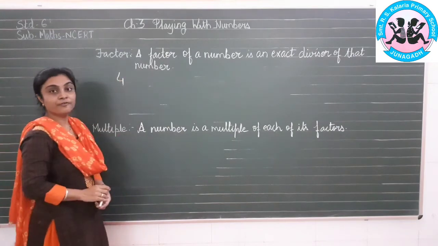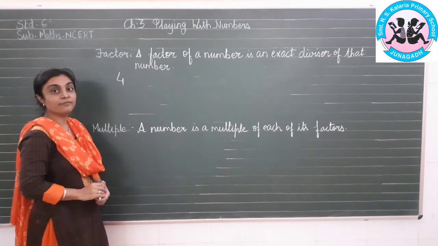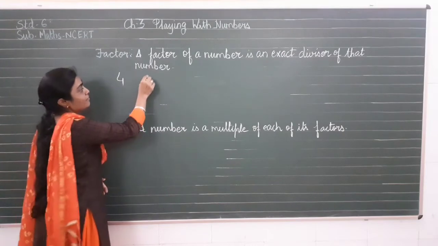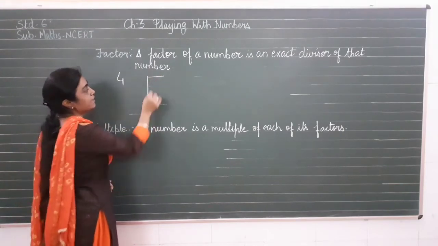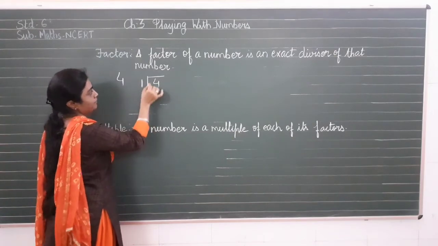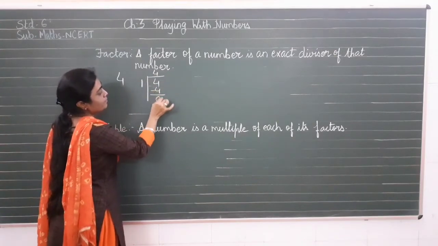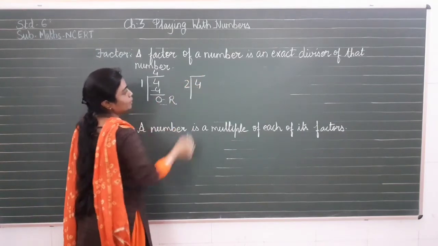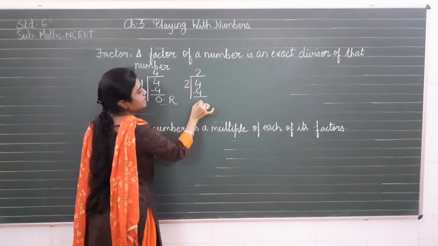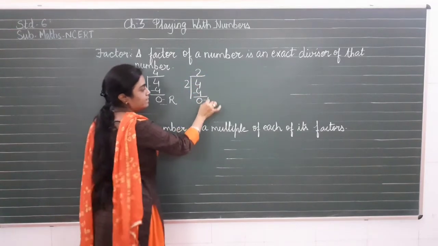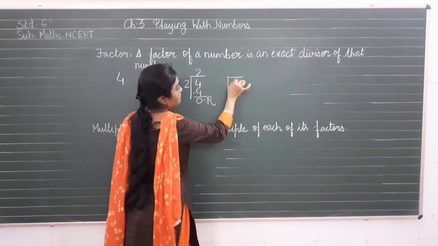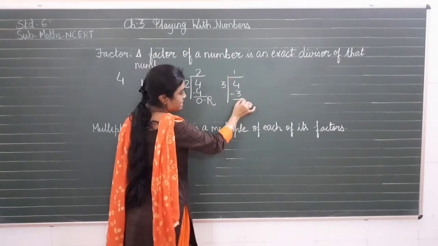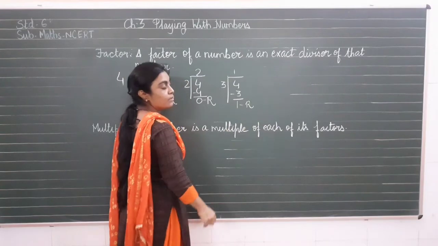Suppose a number is given, 4. Now we want to find the factors of 4. We will see which numbers exactly divide 4. We will take the numbers which are smaller than 4. We will start dividing by 1. 1 4s are 4. 4 minus 4 is 0. Remainder is 0. Then we will move to 2. 2 2s are 4. 4 minus 4 is 0. Again remainder is 0. Then we will divide by 3. 3 1s are 3. 4 minus 3 is 1. Again the remainder here is 1.